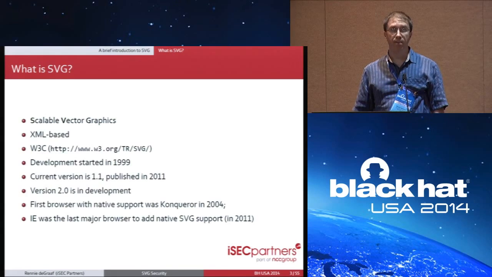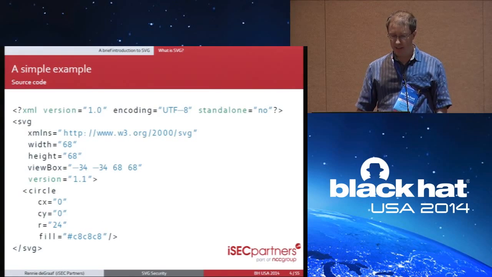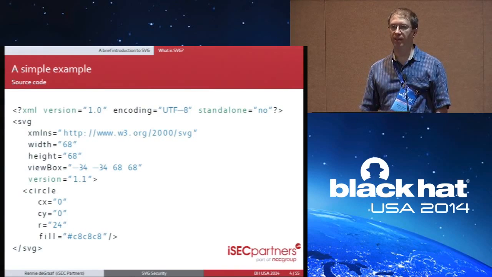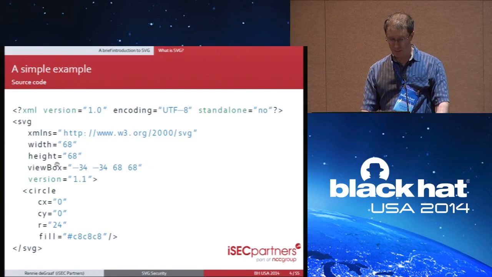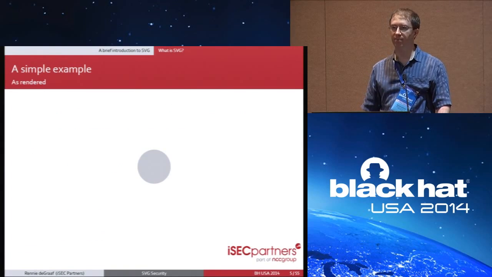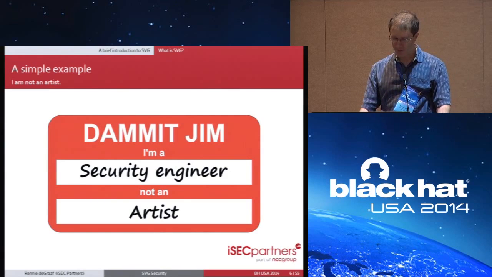All of the major browsers support SVG natively, Internet Explorer being the last one to add support in 2011. But native support's been growing ever since about 2004 when Konqueror added it in. So SVG is a fairly simple format, at least if you're doing simple stuff, which is all I really need for this. So here I have an SVG that's a square box and it draws a circle in it. And the circle is gray. So when I render it, it looks like this. Nothing fancy. Art skills are not required for doing security research.